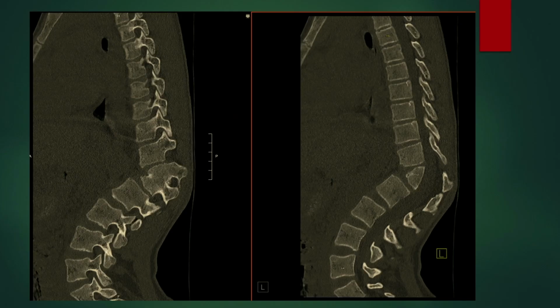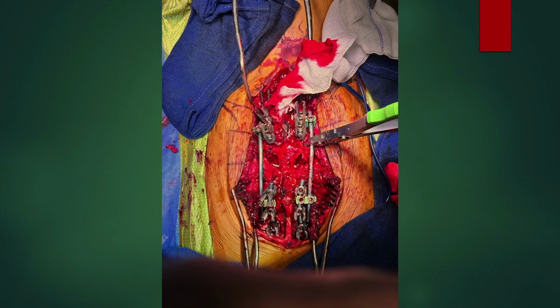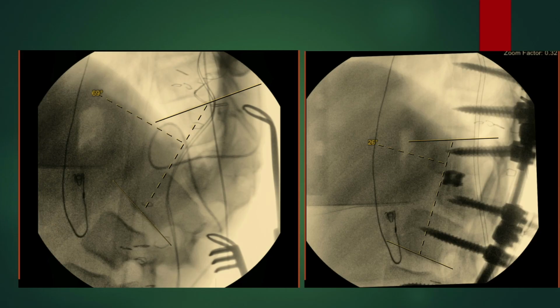And so initially, when I thought about this case, I was planning to do a 2-level VCR, but we ended up just resecting the more cranial hemivertebra, and I'll show you how that went here. So we did construct to construct correction using side-to-side connectors and controlled compression of construct to construct with final correction over a T-lift cage.